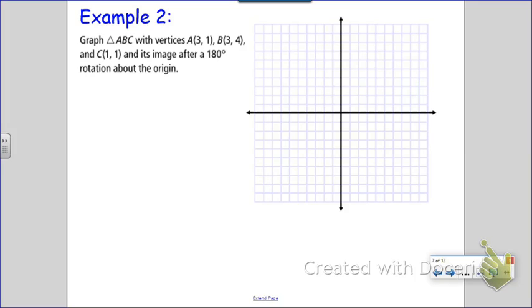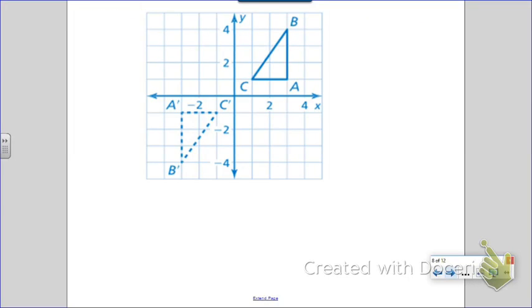In the next example, we're going to graph the vertices and the image after a 180-degree rotation. So for a 180-degree rotation, we look at the coordinate points. This is at the point 3, 1, 3, 4, 1, 1.